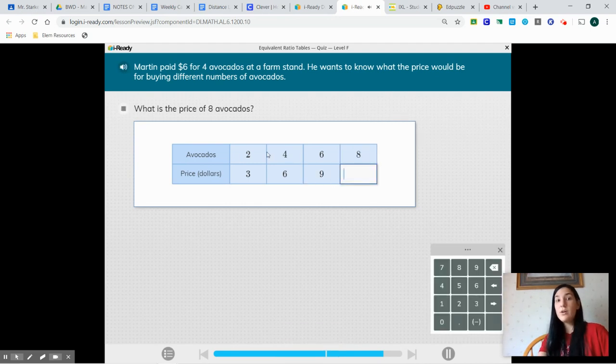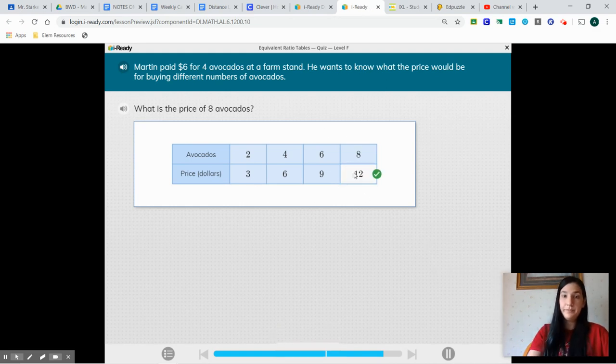What is the price of 8 avocados? 2 times 4 gives us 8. So 3 times 4 will give us 12.